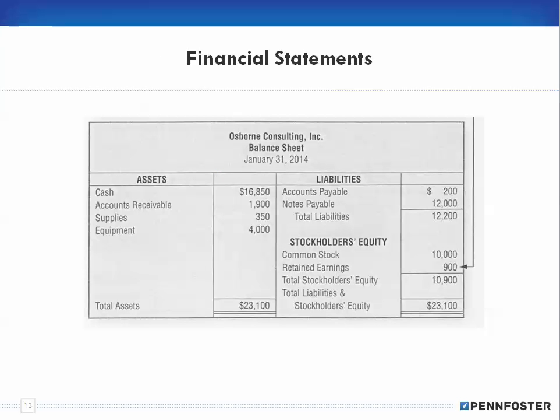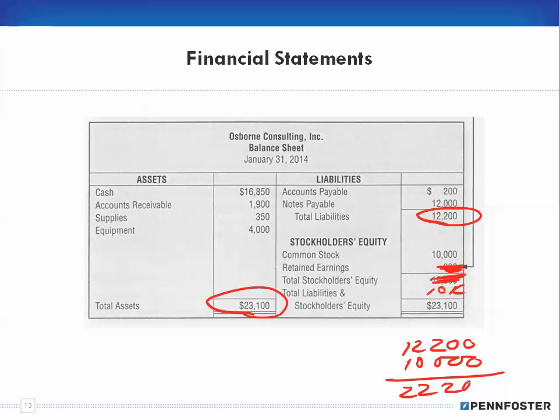Why do I say that? Well, aside from creating the financial statement here, if you notice that I have 23,100 as my total assets, and I have 12,200 for my total liabilities. If I don't have this $900 figure here for retained earnings, my equity is only going to be 10,000. Well, 12,200 plus 10,000 is 22,200. That does not equal your total assets.